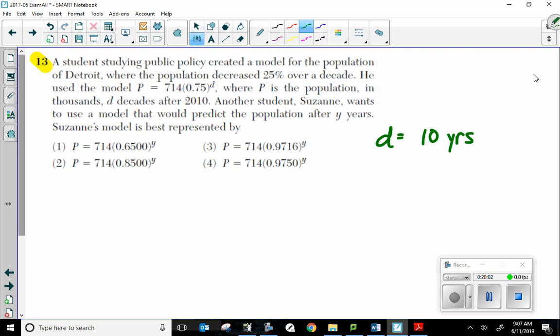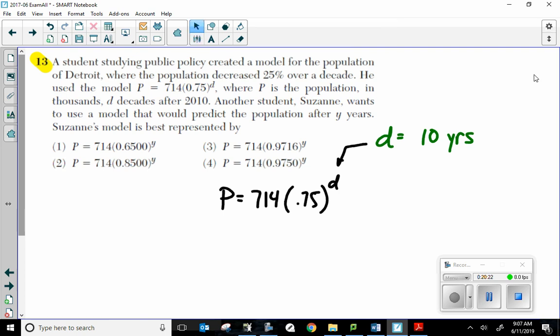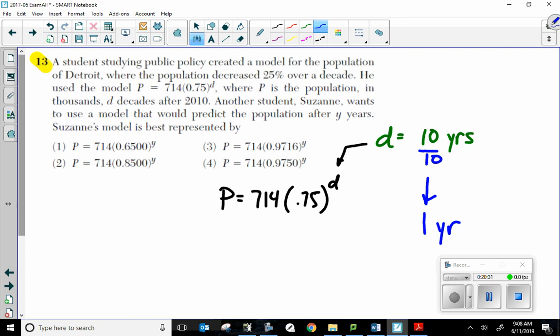All right. I currently have the first equation, where they only give us Suzanne's name, not this first kid's name. Population equals 714 times 0.75 raised to the d. This is in 10 years. We want it in 1 year. So how do I make my exponent in 1 year? Well, how do I make 10 years into 1 year? Don't I divide it by 10? I do. And when I do to one side, I have to do to the other. But dividing by 10 is the same thing as multiplying by 1/10, isn't it? So I put a 1 here.